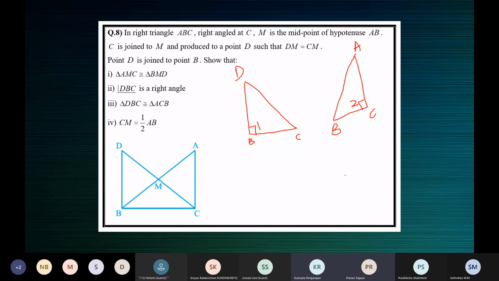And BC is common. BC is the common side. Both the triangles stand on the same base BC. If you look at the figure given in the question, both the triangles DBC and ACB stand on the same base BC, or CB. So BC is the common side.